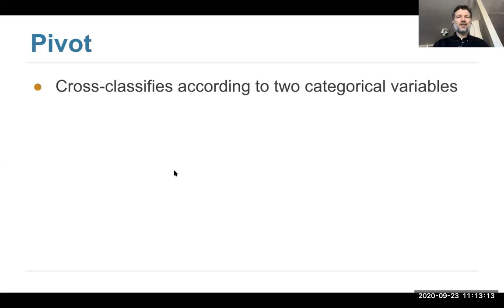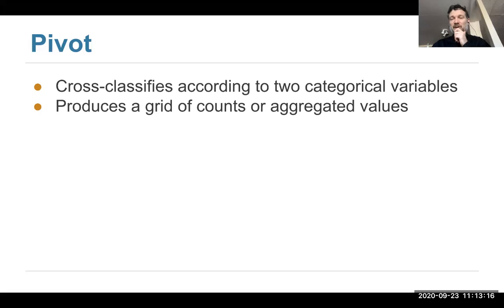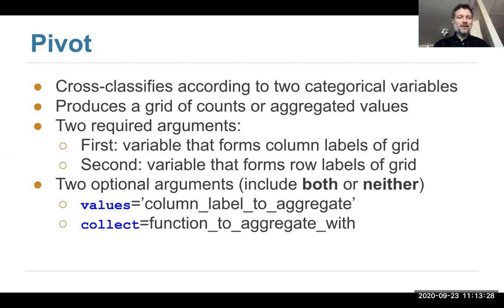All right, so a reminder about pivot. Pivot is a method for cross-classifying. When you want to look at an association between two categorical variables, you can use either group or pivot. Pivot gives you a nice 2D grid. All right, so it's just a review of stuff we've seen before.